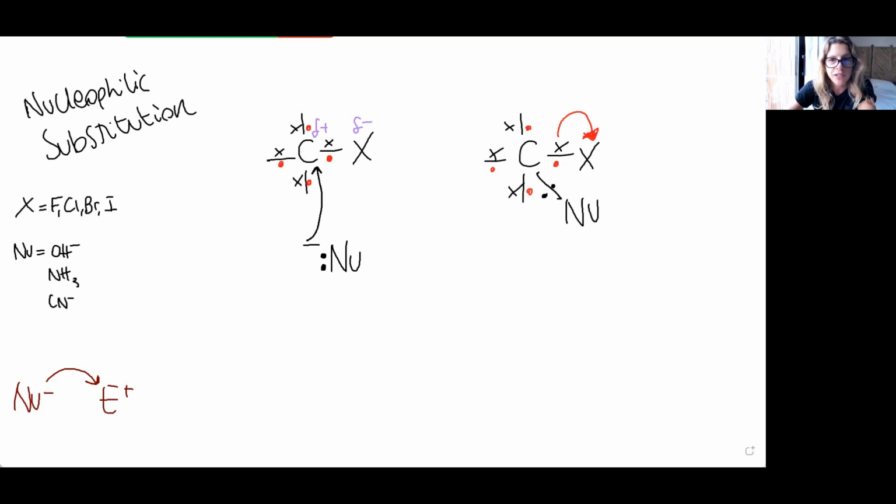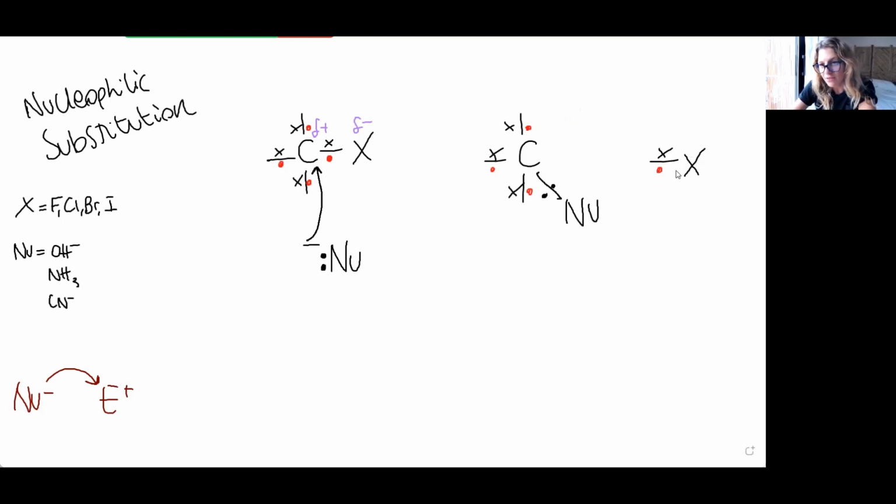So I'm just going to try to animate it a little bit. If this occurs, which should occur at the same time, all of this basically leaves the molecule. So I hope you can picture it like that. So the curly arrow causes the halogen to leave.